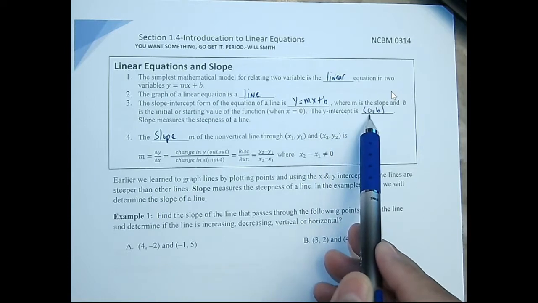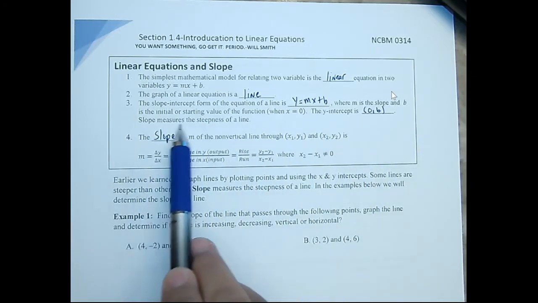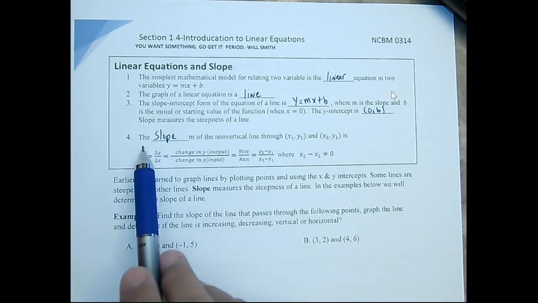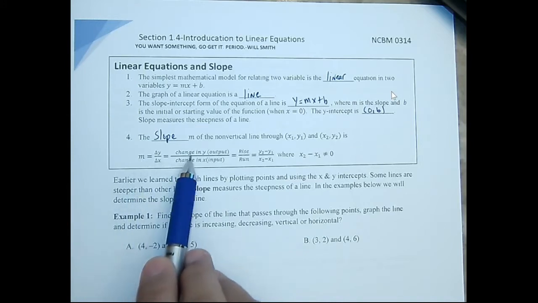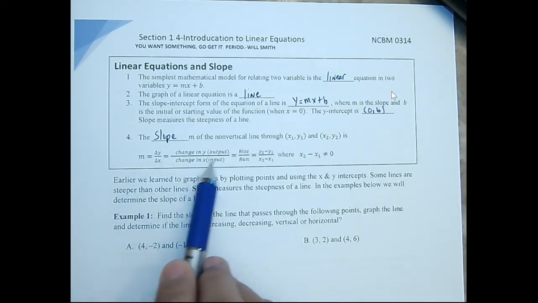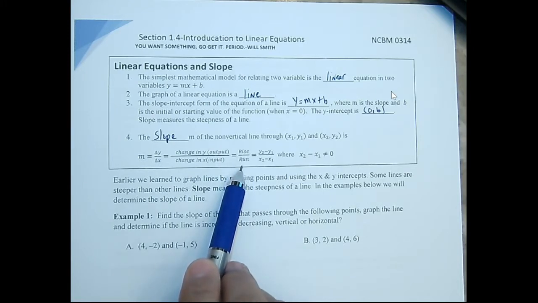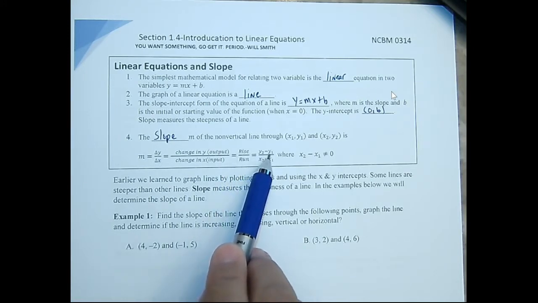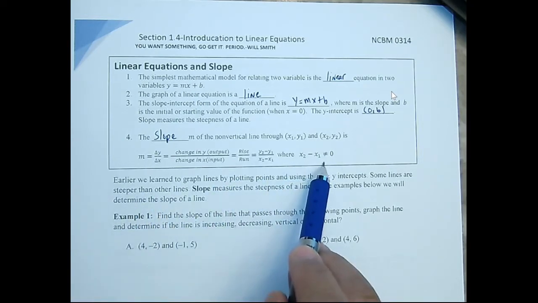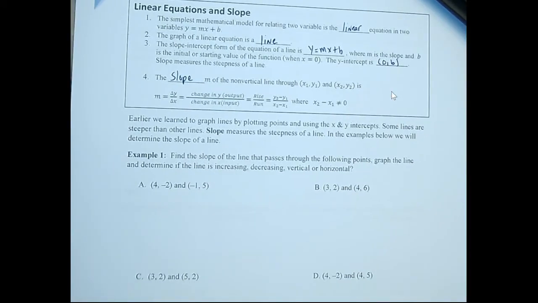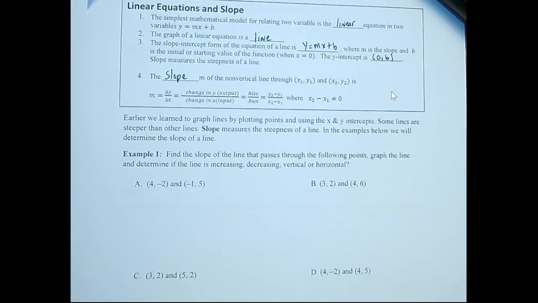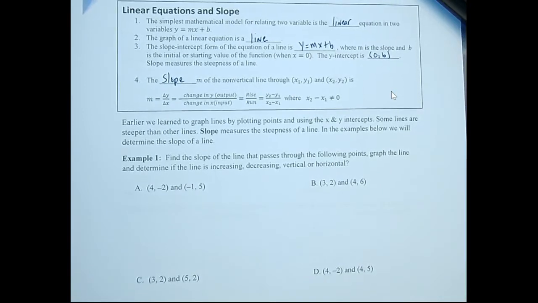So the y-intercept is at (0, b), and the slope measures how steep a line is going to be, and we can find the slope by using the following definition. The slope is the change in y divided by the change in x, and we also call it the rise over the run. So here we would have y2 minus y1 divided by x2 minus x1, where x2 minus x1 cannot be 0. In the last section, we graphed lines by plotting points and using the x- and y-intercepts. Today, the slope and the y-intercept will be another way to graph linear equations.